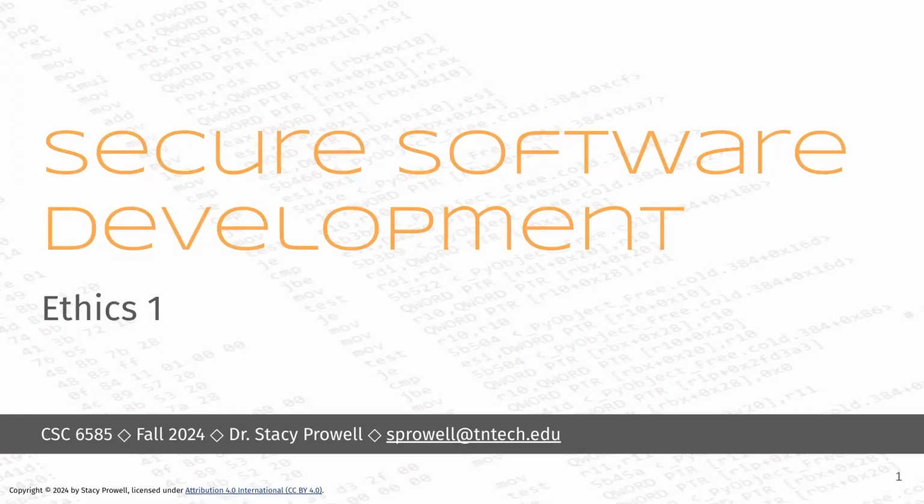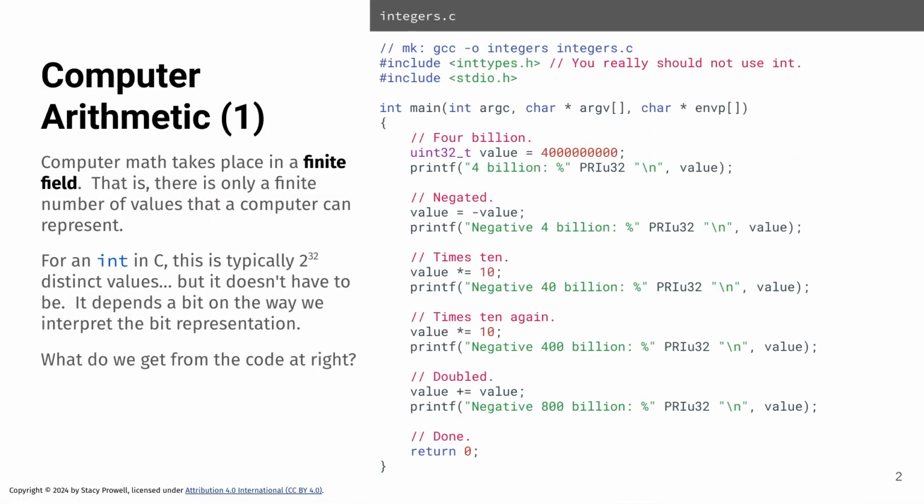We'll get started the same way we start every class, by talking about computer arithmetic. Computer arithmetic, whatever you might think about it, deals with numbers in a finite field. That is, there's only a finite number of different values that the computer can represent. Each number is basically a bag of bits, and it's a fixed size.